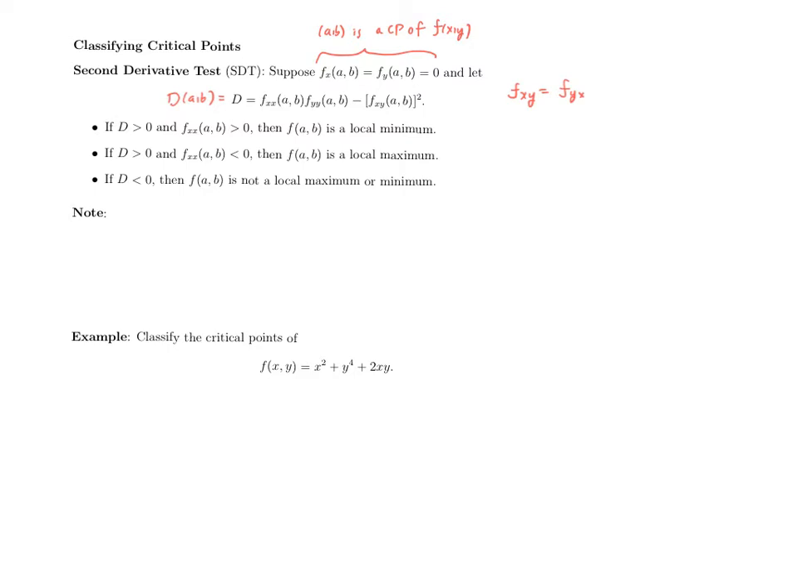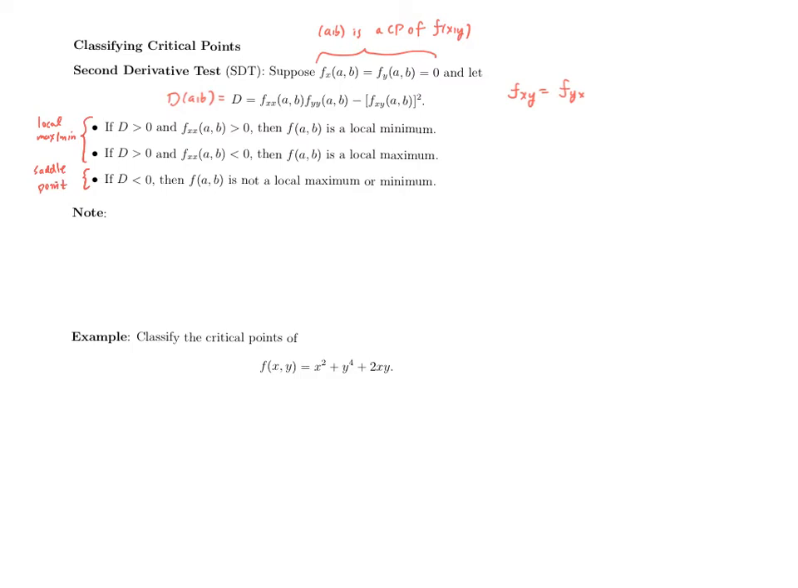And what this quantity is going to tell us is the following. If D is bigger than 0, what that's going to imply is that we have a local max or a local minimum. And if D is less than 0, that's going to guarantee that we have a saddle point.